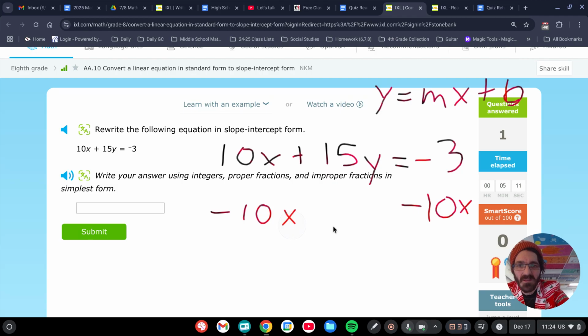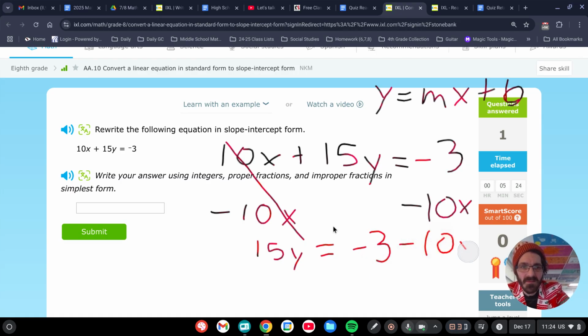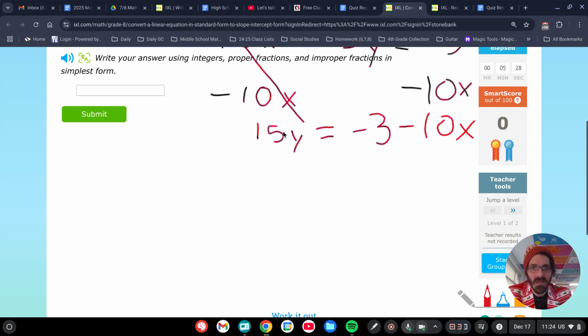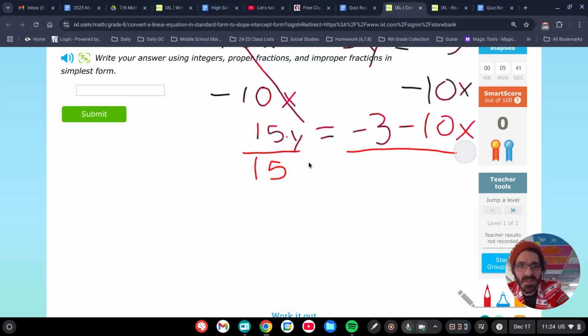This is going to cancel out, right? And the 15y is left on this side. Negative 3 minus 10x. Okay, now I need to get this taken care of. 15 times y. I need to do the opposite of multiplying by 15, which is dividing by 15. I need to do that to both sides.